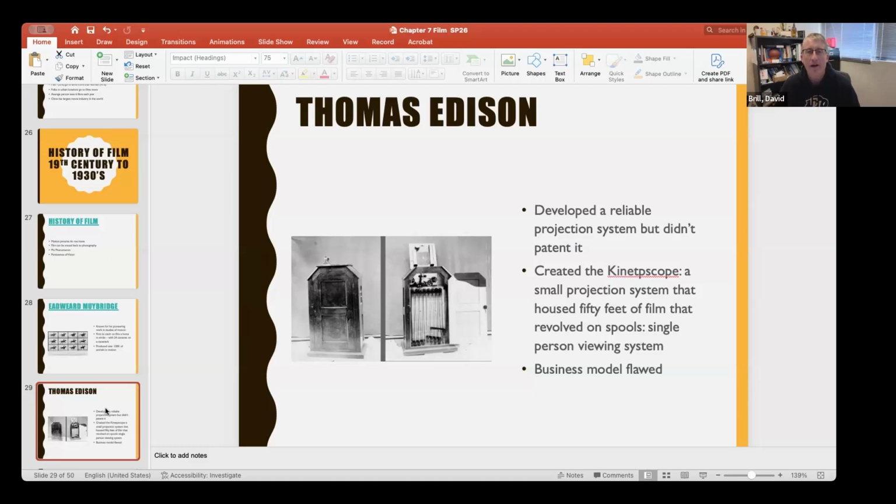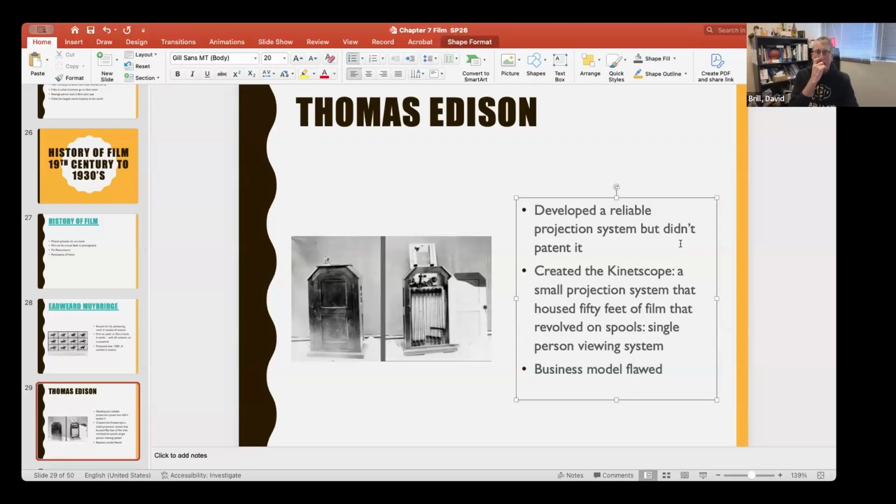But he did, I have a typo there. He created something called the kinetoscope. In fact, I can change that, I think. Get rid of that P there, guys. There we go. He created the kinetoscope, a small projection system that housed 50 feet of film that revolved on spools. He saw it as a single-person viewing system that you would literally look through like an eyepiece, and you would watch a very simple thing of motion, and that would be entertaining. And, of course, that's not what wound up happening.